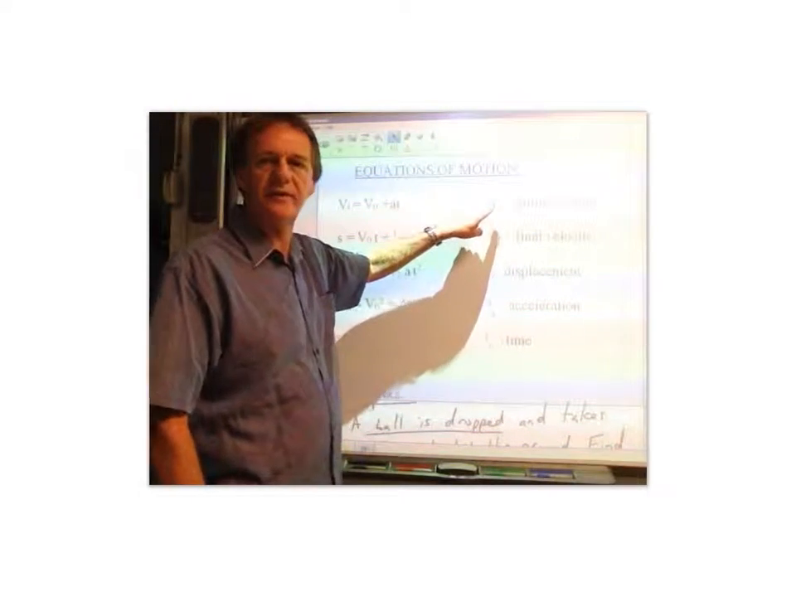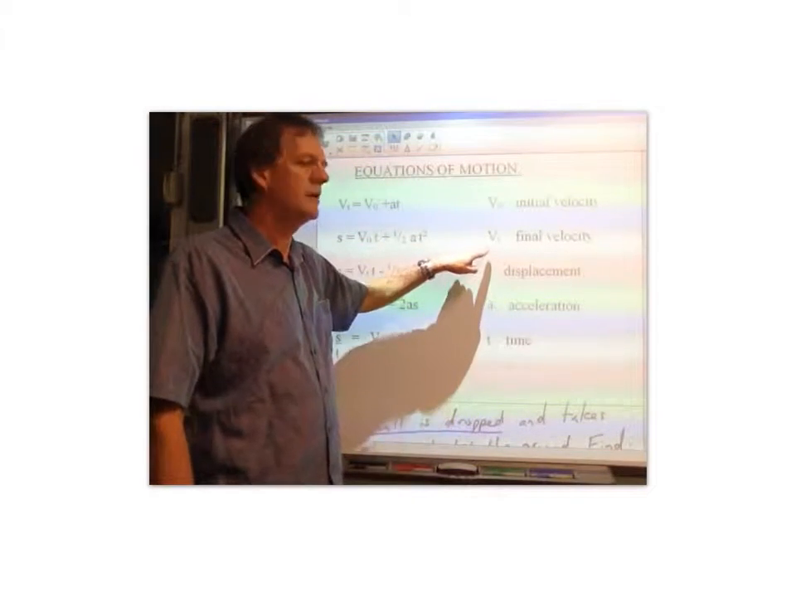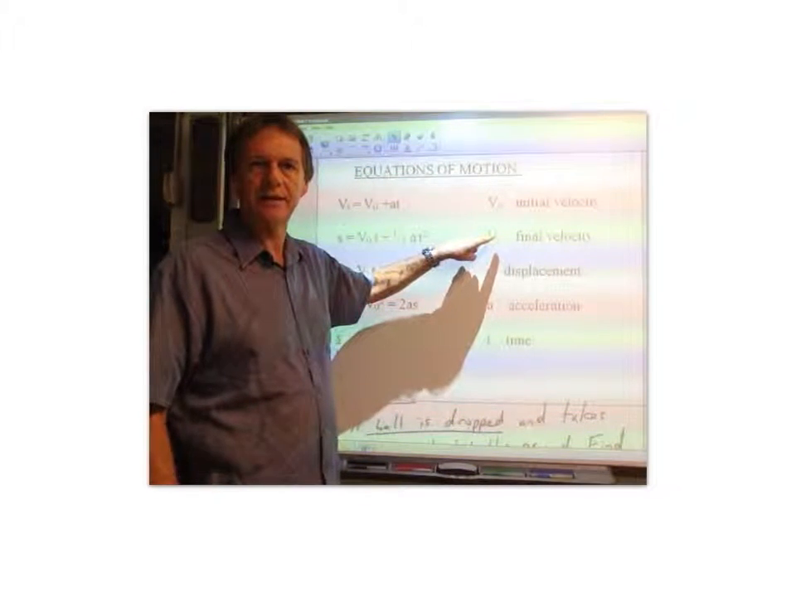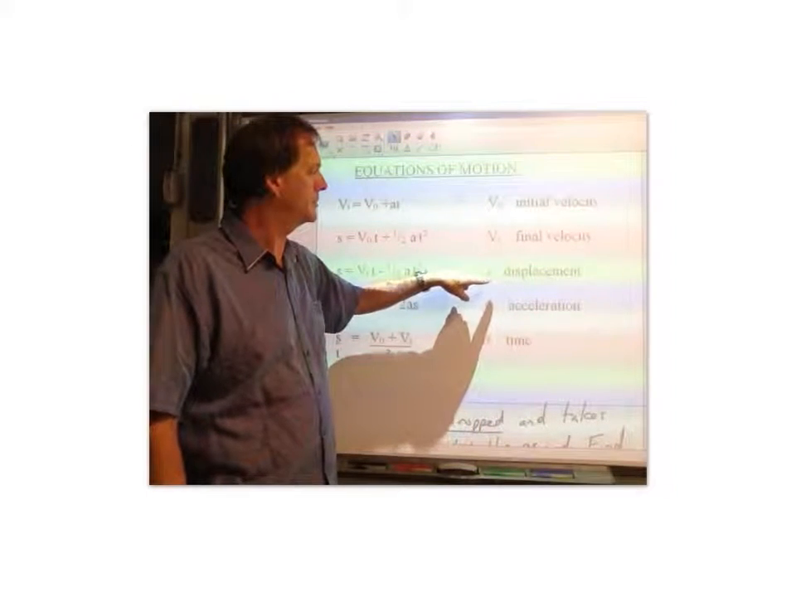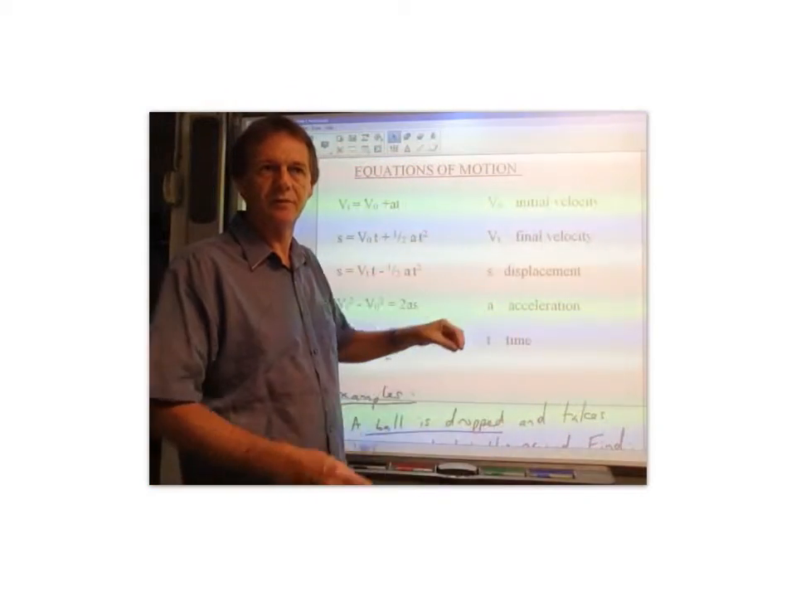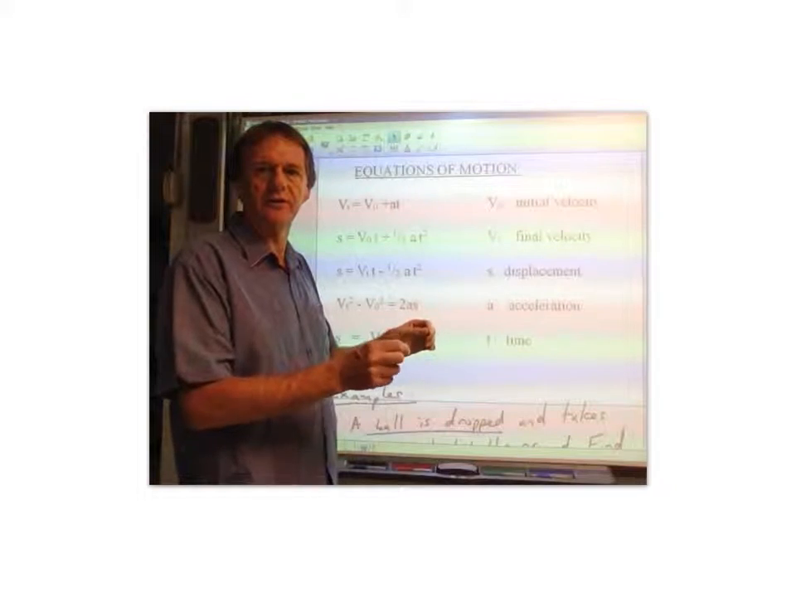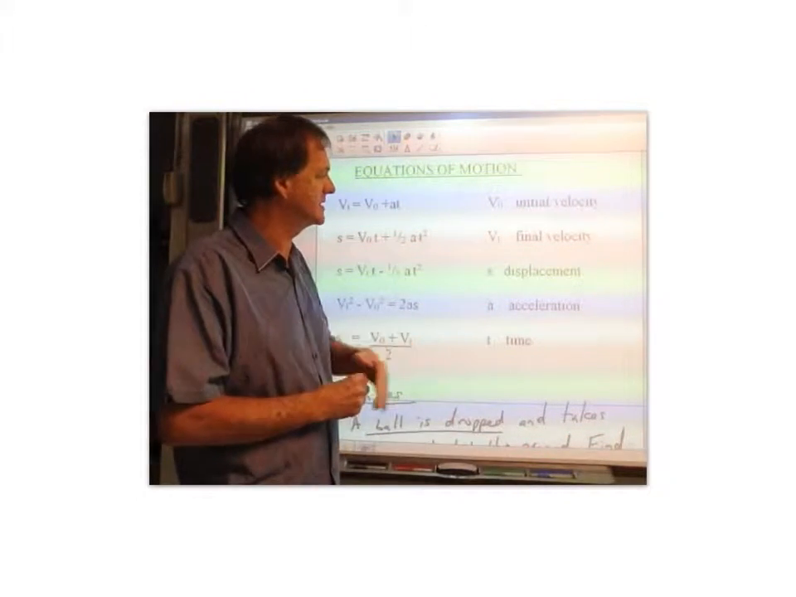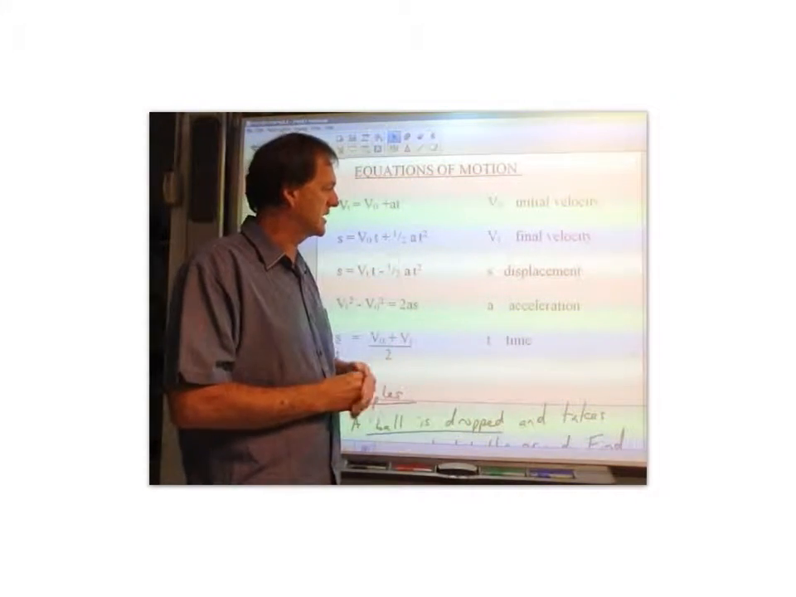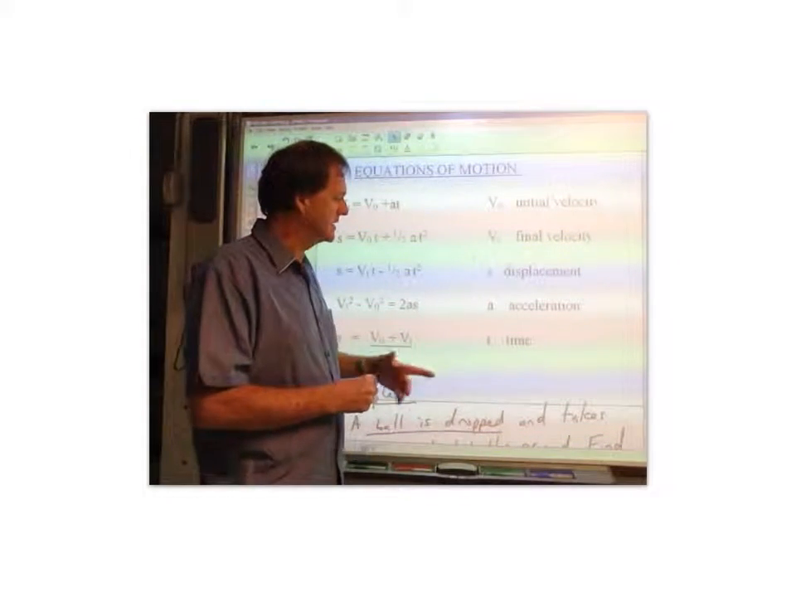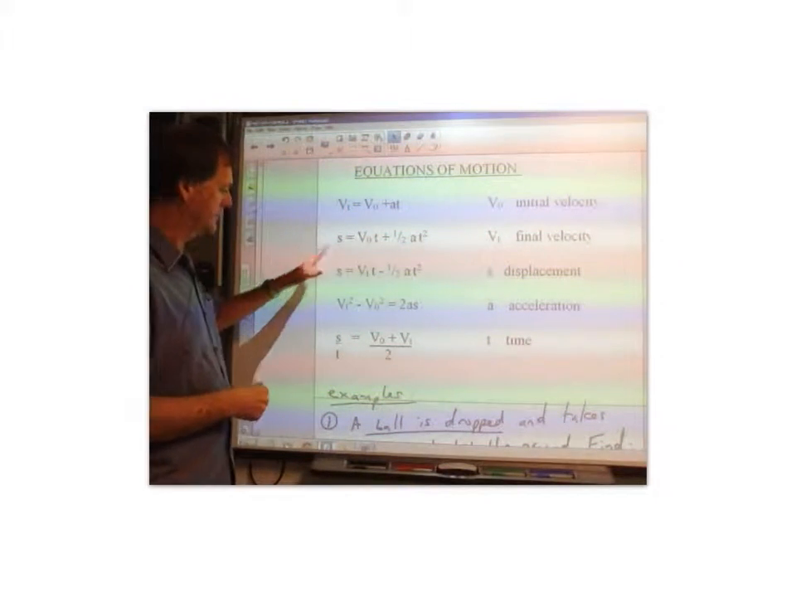The initial velocity, v0, which is at time 0. Final velocity at a time t seconds later, so towards the end of the motion. Displacement is the distance travelled between 2 positions in a straight line, so it's the change in position. So think of that as distance, not speed. Acceleration is a, and t is time. So there are your 5 choices there.